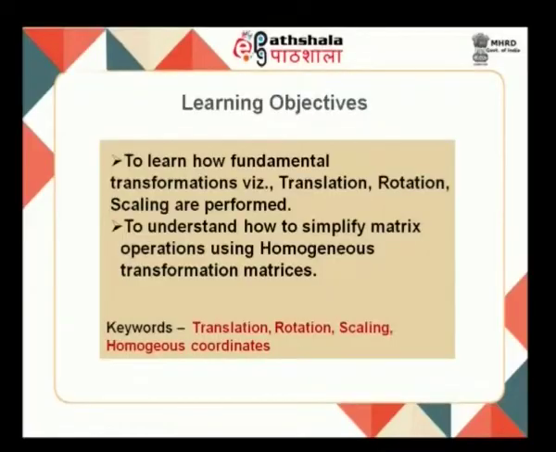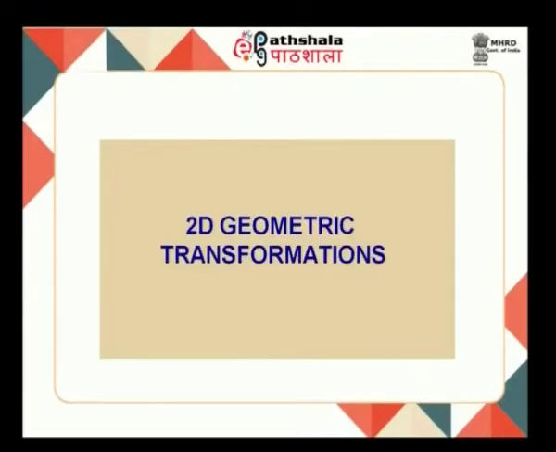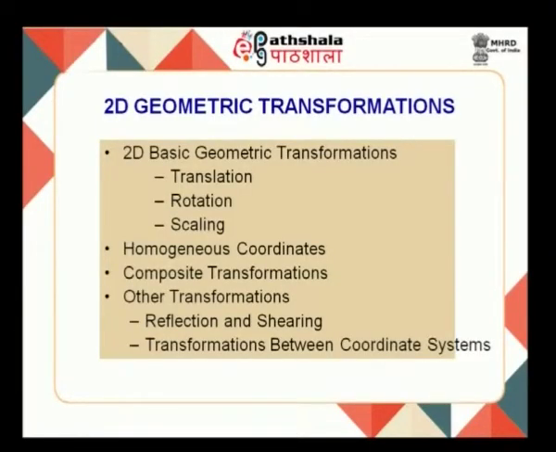So, let us look into the 2D geometric transformations. Whenever we say it is 2D, that means we will be using only 2 dimensions. The same thing will be discussed for 3 dimensions in 3D transformations, with one more dimension, the z coordinate, added to it. So, fundamentally here in 2D basic geometric transformations, we will be talking about translation, rotation and scaling. I will explain what each of them means. So, translation, rotation and scaling are basic.